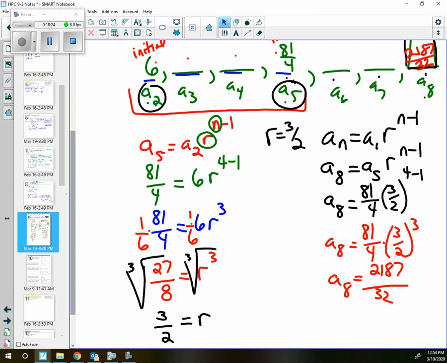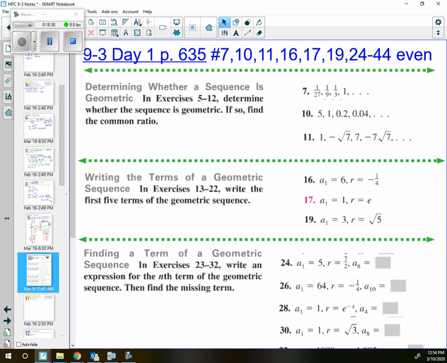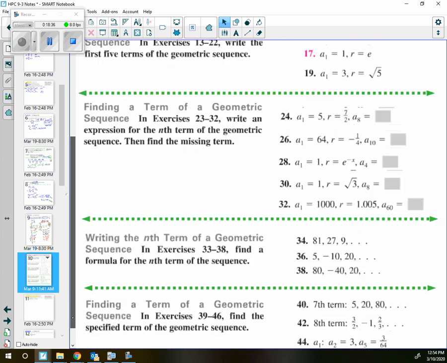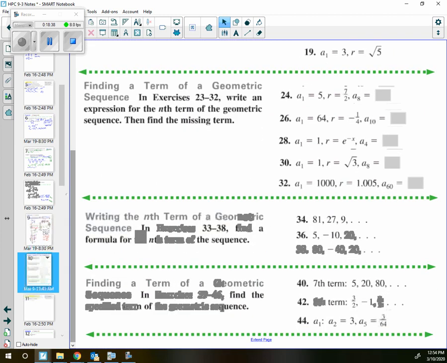So on day 2, we'll talk about how to find the values of sums, so finding finite and infinite sums. So the assignment for today is just on finding particular values. So it's these, and I'll scroll down so you can pause, and those, finding a particular term.